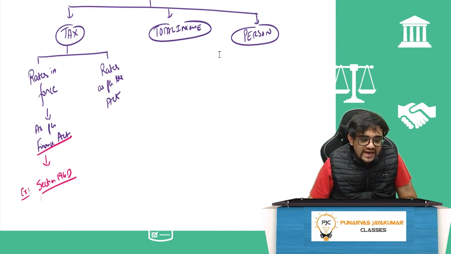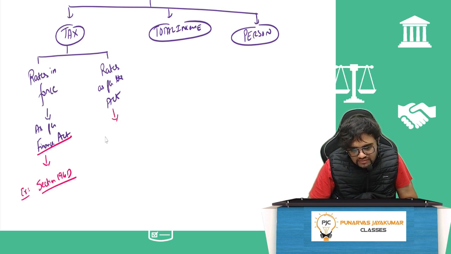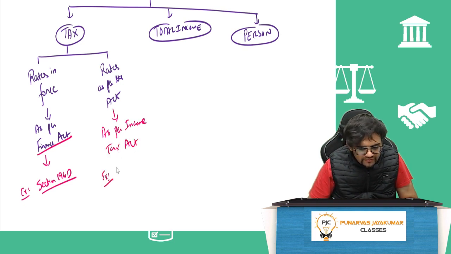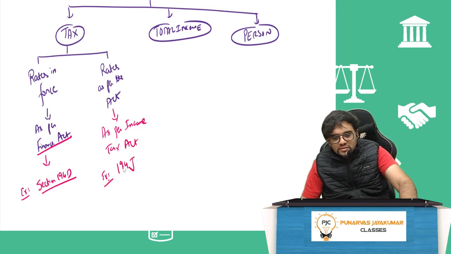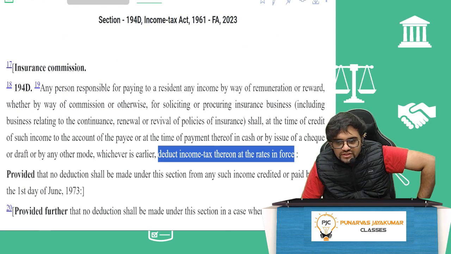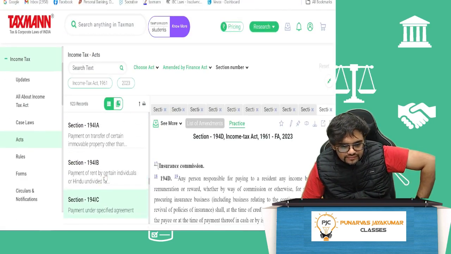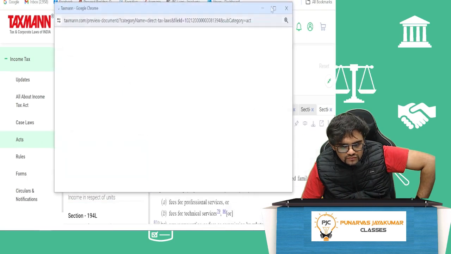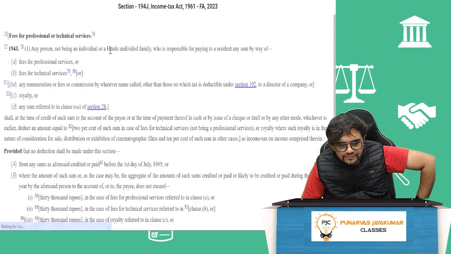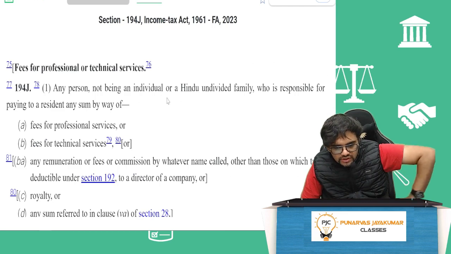Rates as per the Act means what? Very simple. As given in the Income Tax Act, rates are given in Income Tax only. As per Income Tax Act. Example, 194D is TDS on insurance commission, 194J is professional services. I'll show you 194J. See. Here you see.